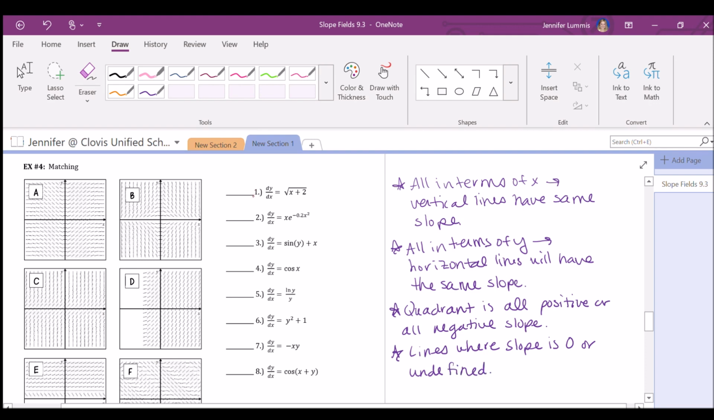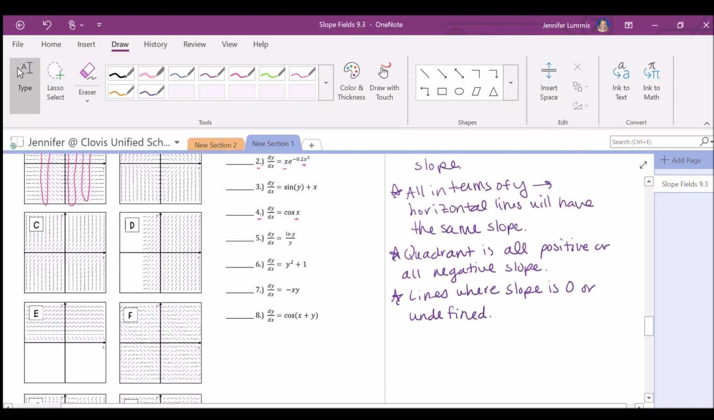This one here, number 1, is only in terms of x. Number 2 is only in terms of x. Number 4 is only in terms of x. So there's 3 of them that are only in terms of x, which means there are 3 graphs whose vertical lines all have the same slope. So I can see that in A, all the vertical lines here. These are all the same slopes if you just follow the graph up and down. Right, you can see the same slope running through it. So there's a couple other graphs that do that.